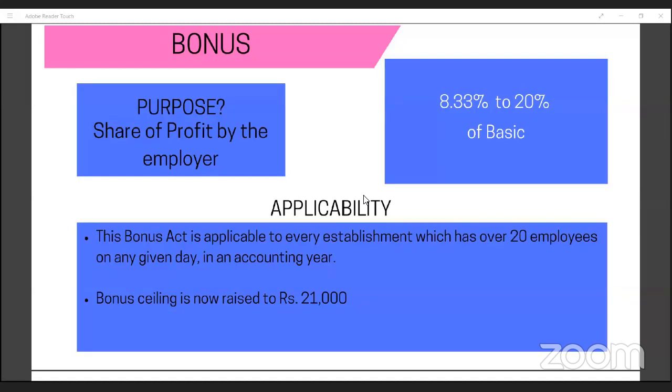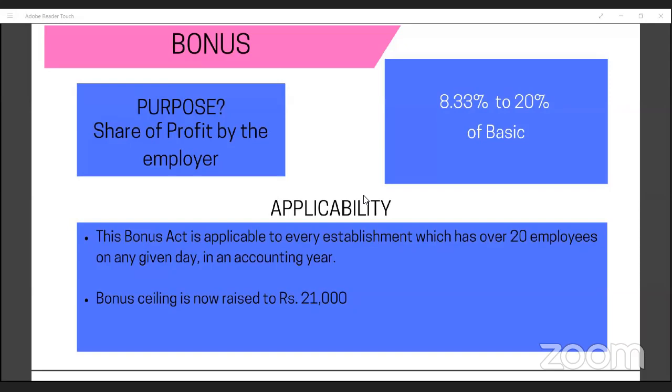And the final concept about bonus: bonus is a share of profit, right? It tells that if you are earning a profit, you should give a particular share to the employee. Now, what happens if the company is incurring loss? I think the employer will ask you, okay sir, if there is a profit, I can give it, but in case of loss, can I deduct it? No, that is not possible.